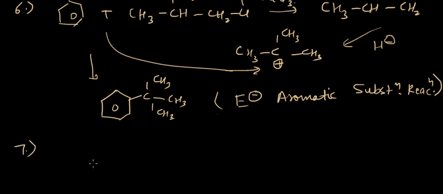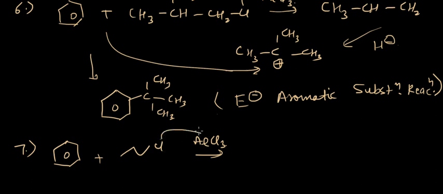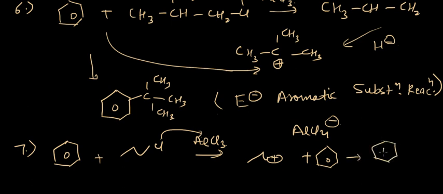Okay, let us look at the last example for this lecture. We'll have something like this, and this in the presence of AlCl3 again. So this bond will be broken and this Cl minus will actually attack AlCl3 to form AlCl4 minus, and we'll get something like this as our carbocation. Benzene will react with it and we will get something like this as our final compound.